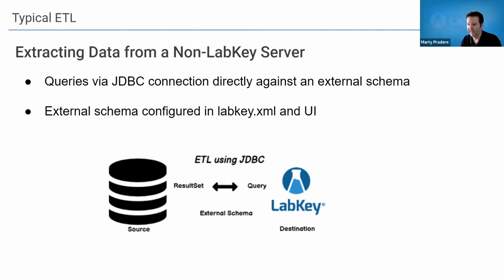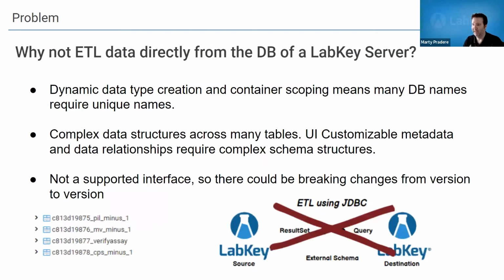Now, if that source is a LabKey source, we do not want to do that same kind of ETL, and here's why. If anybody has ever looked at a LabKey database, they can probably tell pretty quickly why that won't work. LabKey provides a lot of scoping by container, allowing you to make the same named data sets across containers, and has to handle permissions across containers. So there are a lot of unique names in the underlying database. You don't see this in the UI, but what's in the underlying database sometimes doesn't match very closely with what you see in the UI.